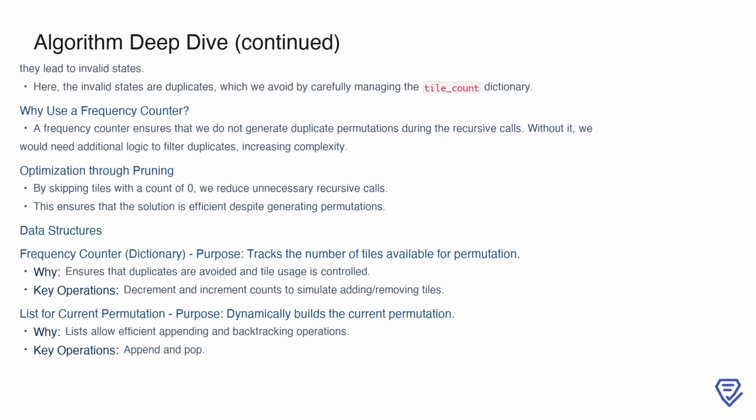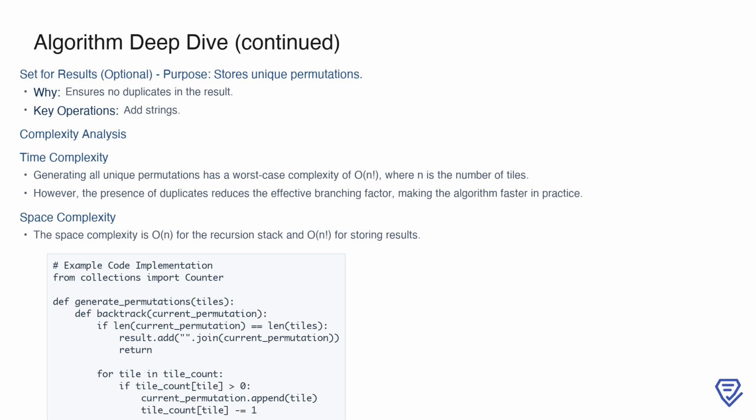To summarize, the frequency counter helps us track available tiles, and the dynamic list structure allows us to efficiently build and backtrack permutations. Both data structures are critical for ensuring correctness and efficiency. An optional enhancement to the solution is using a set to store the results. This guarantees that the output contains only unique permutations, though in many cases, the algorithm's careful construction process eliminates the need for this extra step.